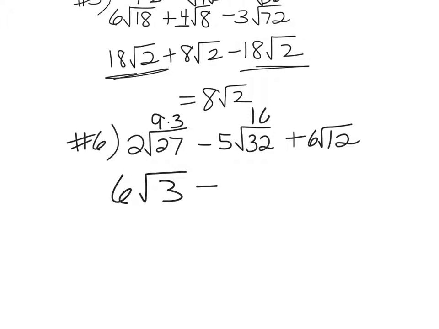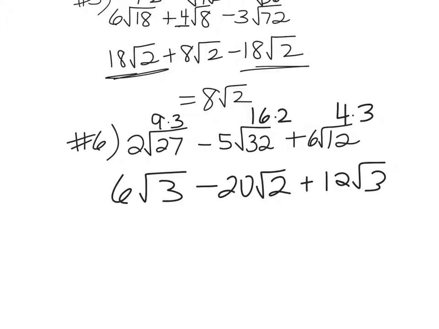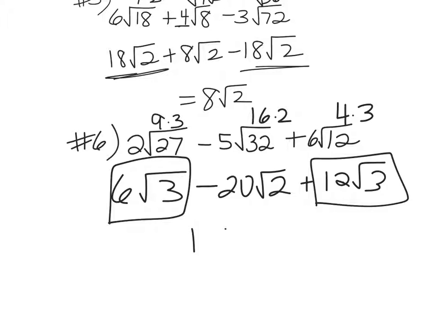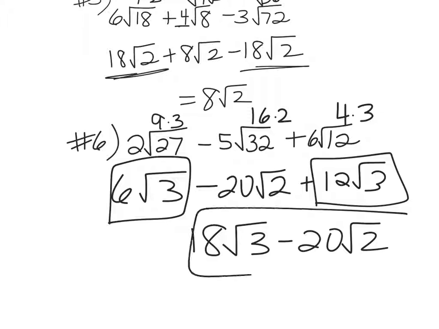32 is 16 times 2. Square root of 16 is 4. 4 times 5 is 20. Rad 2. Don't feel like you're getting that wrong. Not all of them can combine sometimes, and that's okay. And this one is 4 times 3. Square root of 4 is 2 times 6 is 12. Rad 3. Now what we want to do is combine the ones that can combine together. So in this case, I have a 6 rad 3 and a 12 rad 3 give me 18 rad 3 minus 20 rad 2. And you can't combine them, right?